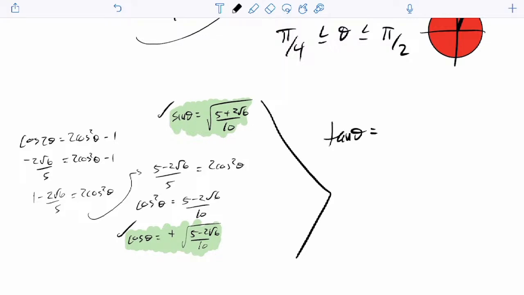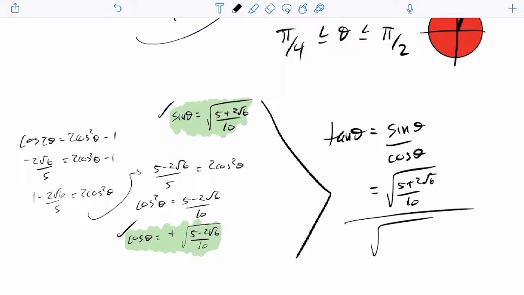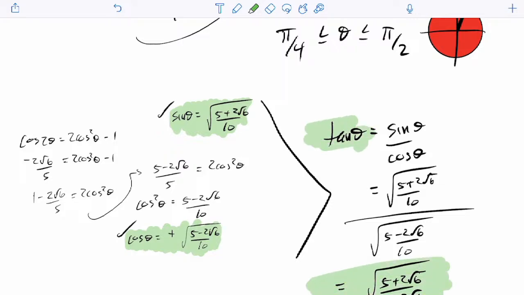So your tan of theta is just going to be sine theta over cos theta. And six over 10, so these cancel. I end up getting the square root of 5 plus 2 root 6 over 5 minus 2 root 6. And that's the tan of theta. It'll be right here.